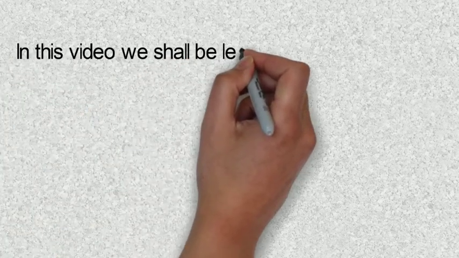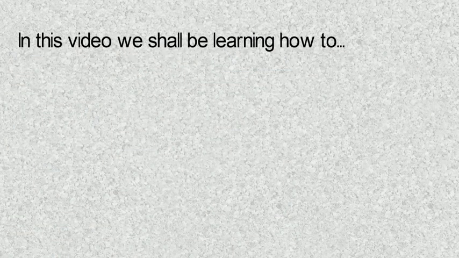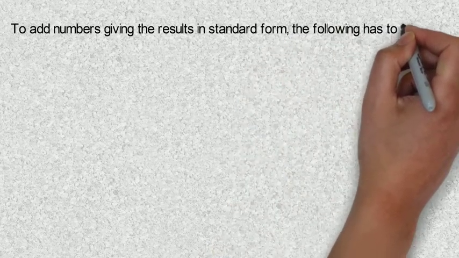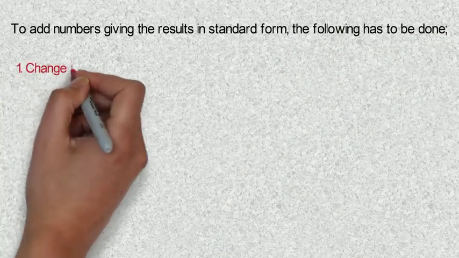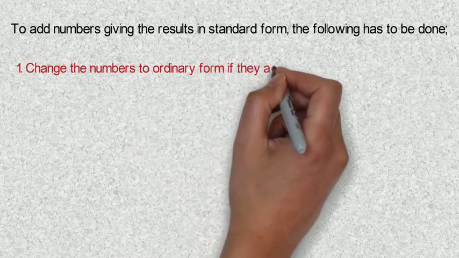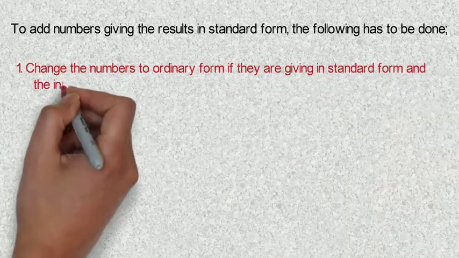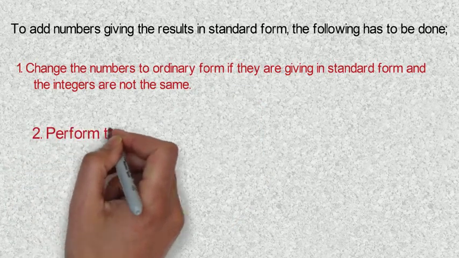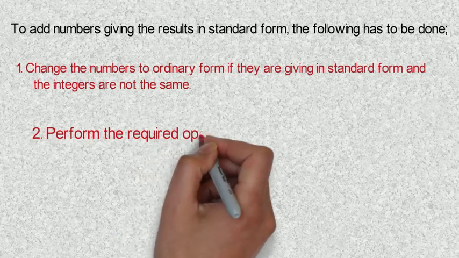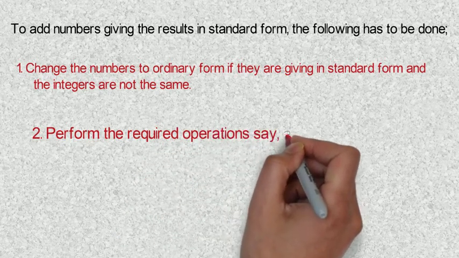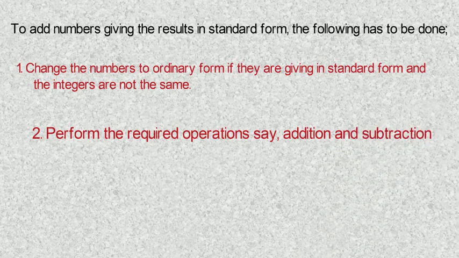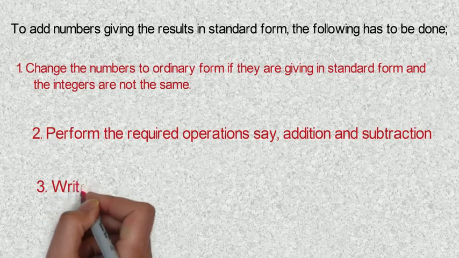In this video, we shall be learning how to add and subtract in standard form. To add numbers given the result in standard form, the following has to be done. 1. Change the numbers to ordinary form if they are given in standard form and the integers are not the same. 2. Perform the required operation, say addition or subtraction. 3. Write your answers in standard form.